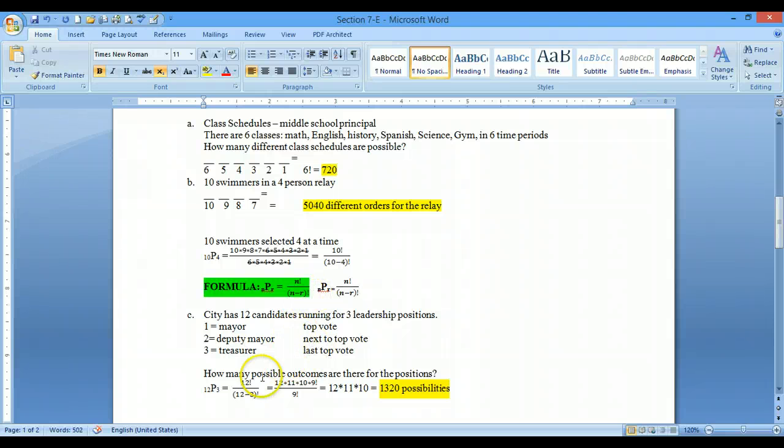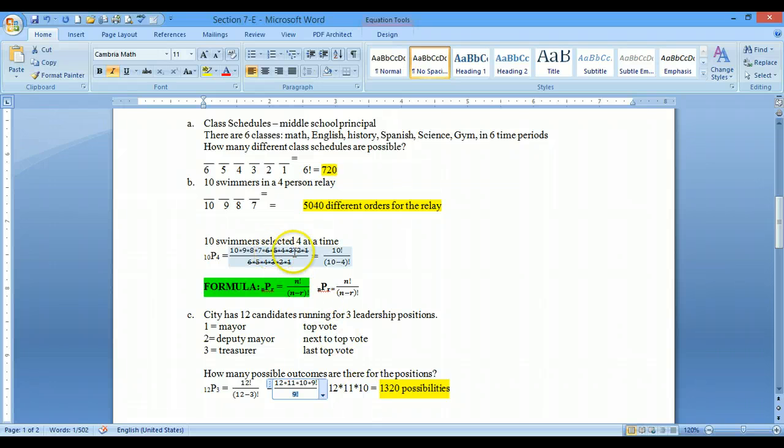Using my formula, 12 factorial divided by 12 minus 3 factorial. 12 factorial is 12, 11, 10, 9, 8, all the way down to 1. 12 minus 3 is 9, so I get 9 factorial, which is 9, 8, 7, 6, 5, 4, 3, 2, 1. Now I could have written that all out and gone from 9 down to 1. But I'm going to stop here because I know 9 factorial and 9 factorial are the same thing. 9, 8, 7, 6, 5, 4, 3, 2, 1.